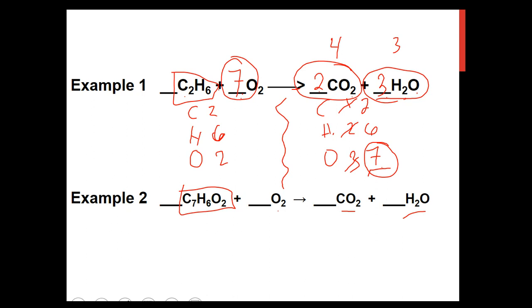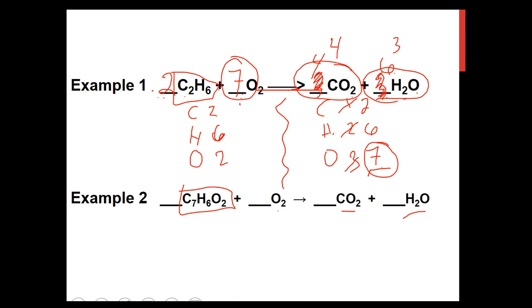The last step is you double all the other coefficients. So if there is no coefficient, it's an invisible 1, and 1 times 2 is 2. For this one, 2 times this 2 is 4, and 2 times this 3 is 6. So my new coefficients are 2, 7, 4, and 6.